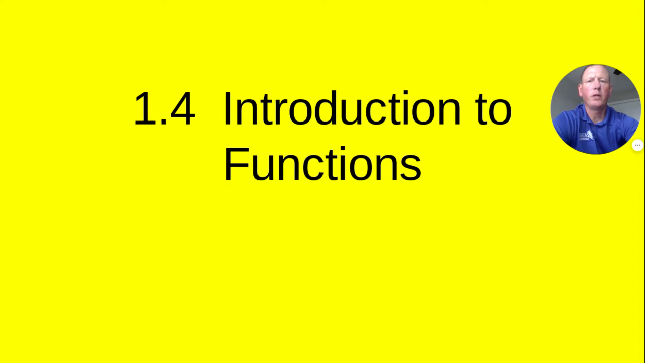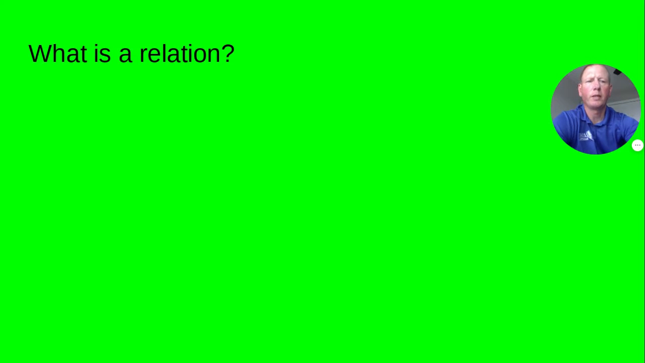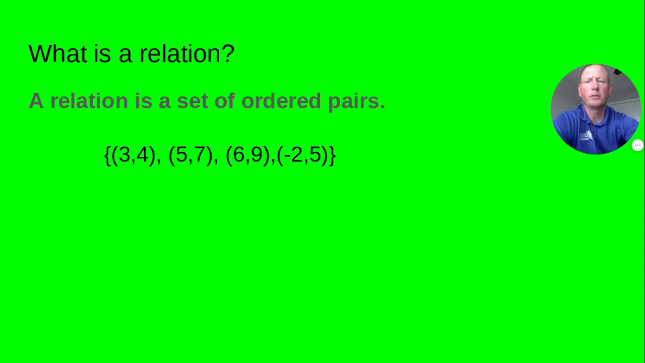Okay, in this video we're going to discuss an introduction to functions. We're going to start by defining what a relation is. We say that a relation is a set of ordered pairs. So if I were to list a set of ordered pairs, (3, 4), (5, 7), (6, 9), (-2, 5), this would be an example of a relation.